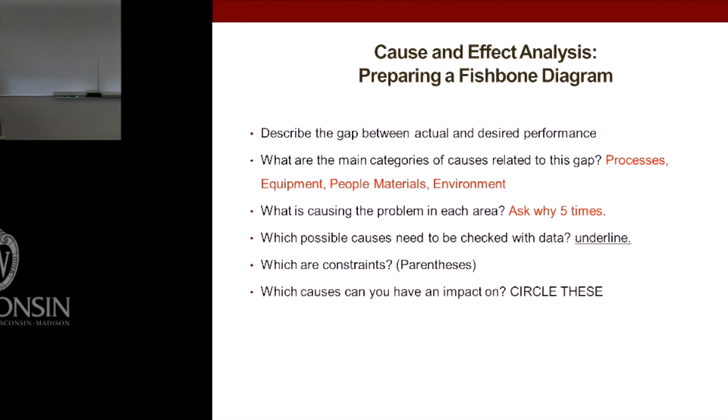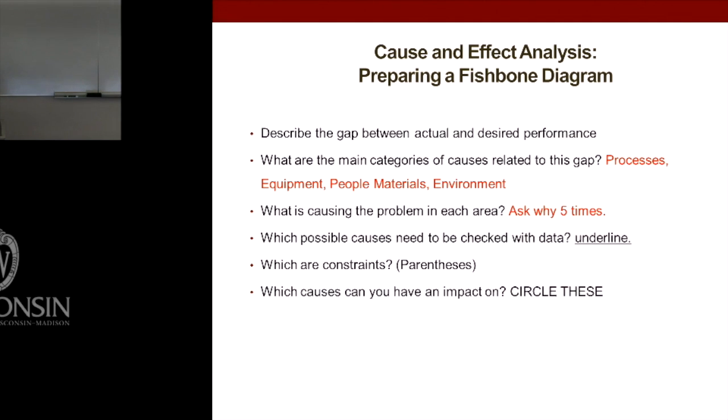So we're going to do a fishbone diagram, and this is to help practice so that when you go to your settings and conduct this, you kind of know how to do that. And so the first thing we're going to do is describe the gap between the actual and desired outcomes, and then separate your bones out to processes, equipment, people, material, environment.